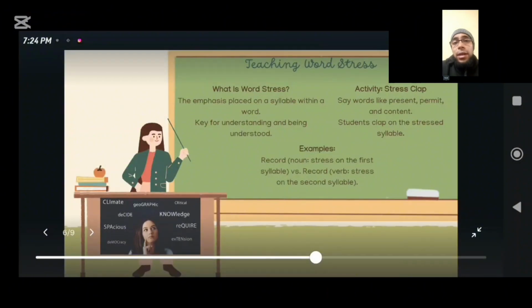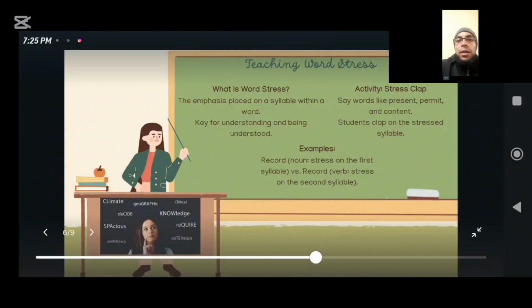Word stress is another important element. It's the emphasis placed on a specific syllable in a word. For example, in record, when the stress is on the first syllable, it's a noun. When the stress is on the second, it's a verb. A great activity is a stress clap. Say words like present or permit, and the students clap on the stressed syllable. This builds their awareness of stress patterns in English.